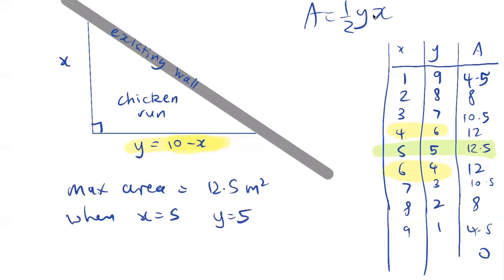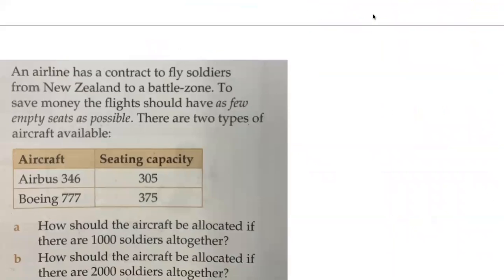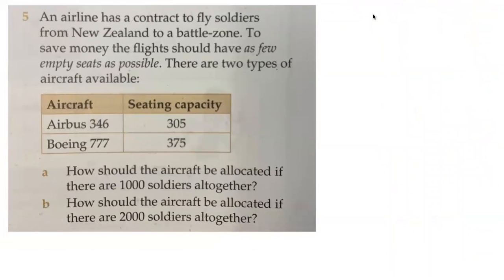So let's look at another problem, and this problem comes from the textbook that we're using. An airline has a contract to fly soldiers from New Zealand to a battle zone. To save money, the flight should have as few empty seats as possible. So that's key there, we should just note that: as few empty seats as possible. So just get your head around that.